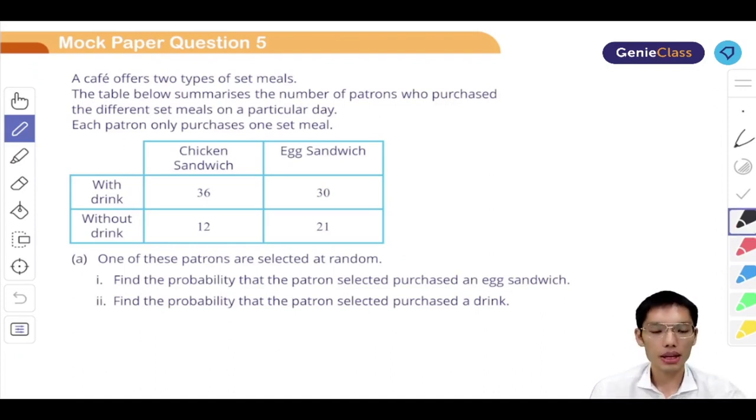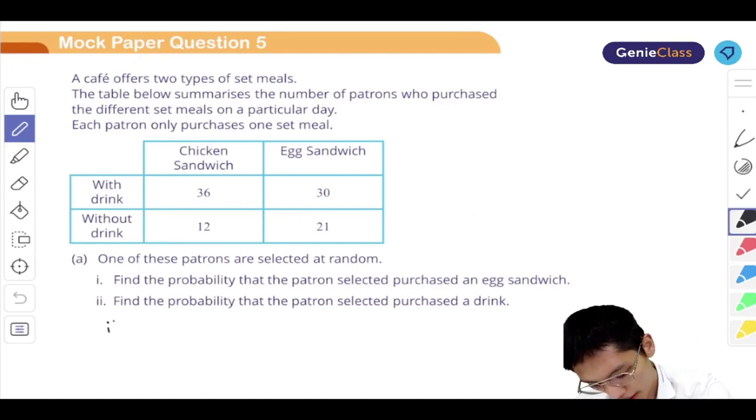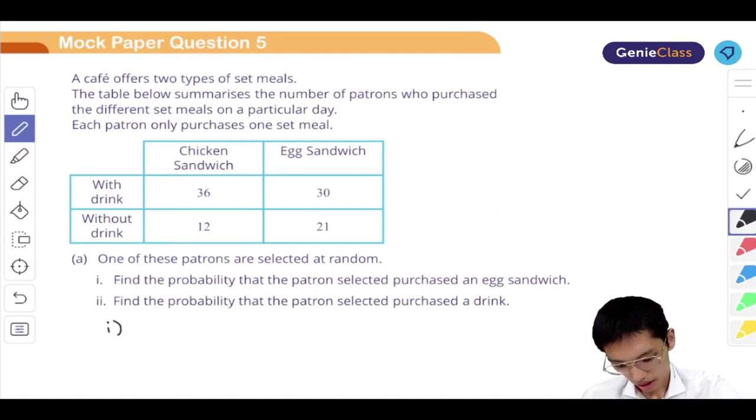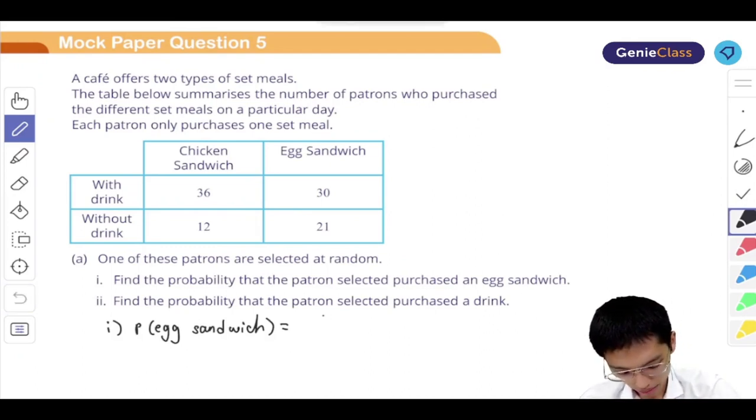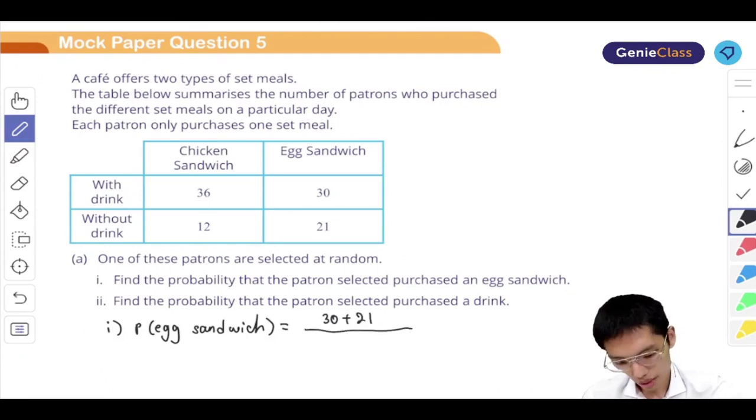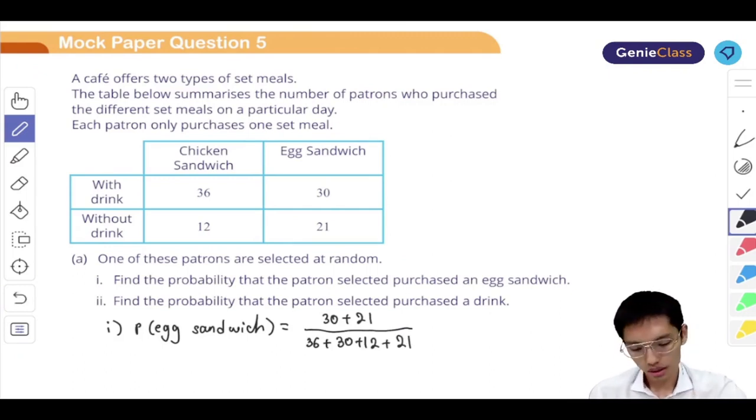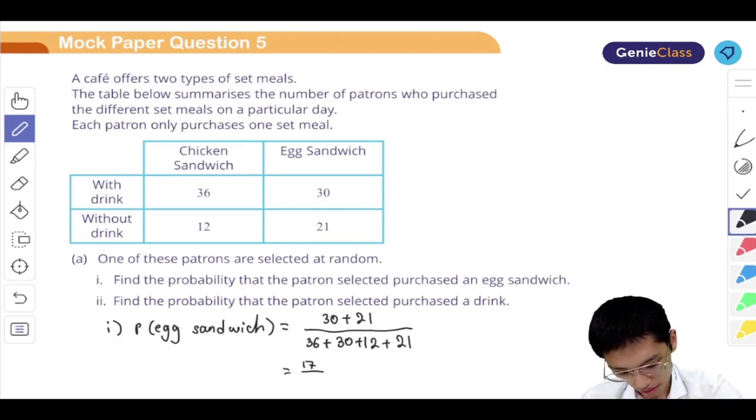So 30 plus 21. So how do we write it? Probability, this one is very straightforward. I won't say simple, because it may not be as simple as it seems, but let's just write it out. Egg sandwich. Bubble question number 8, we know it's 51 because 30 plus 21. Take note, I'm selecting the patron, so that's where I sum everything up. It's not 20, sorry for that, it's 36 plus 30 plus 12 plus 21. So that's where I have 17 over 38.